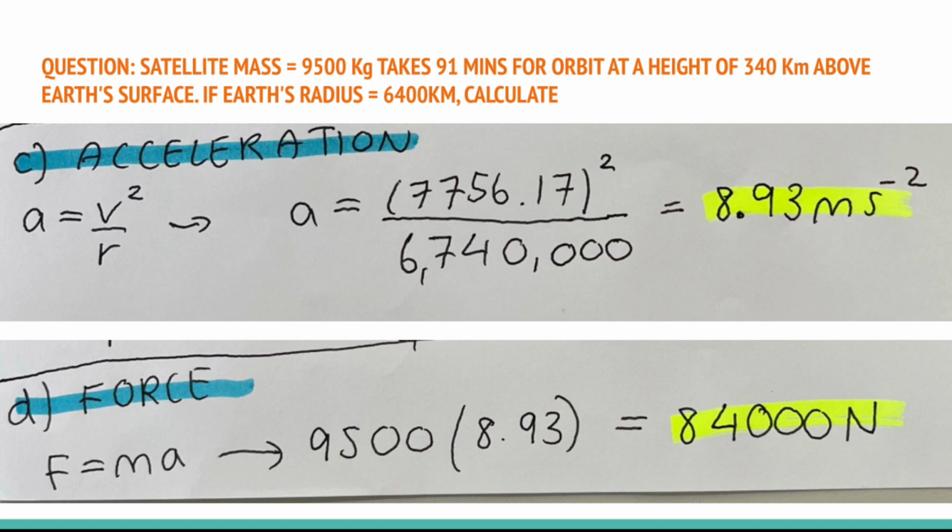And finally, we have force. So force, you use the force equation, which is force equals mass times acceleration. The acceleration in this case is 8.93 meters per second squared. And so you do 9,500, which is the mass of the satellite, and multiply it by the acceleration of the satellite. And this works out to be, to two significant figures, 84,000 Newtons.